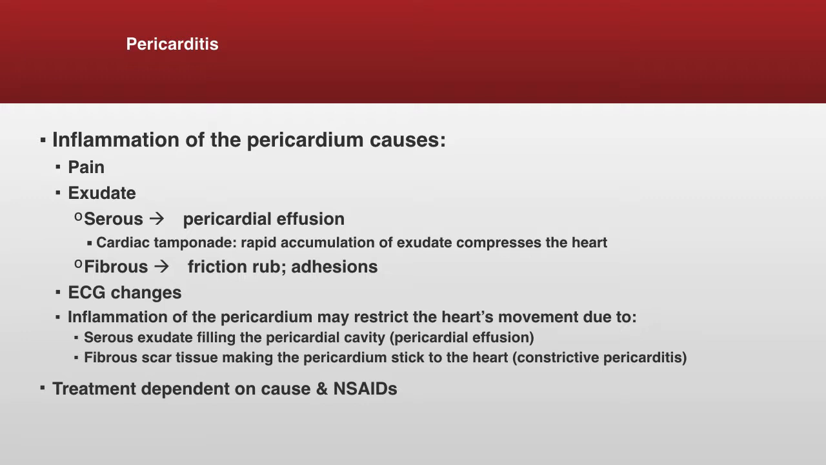The fibrous exudate leads to a friction rub and to adhesions. So in other words, the pericardium becomes adhered to the outside of the heart. It results in ECG changes. The inflammation of the pericardium may restrict the heart's movement due to the serous exudate filling up the pericardial cavity, or the fibrous scar tissue making the pericardium stick to the heart. We call that constrictive pericarditis.